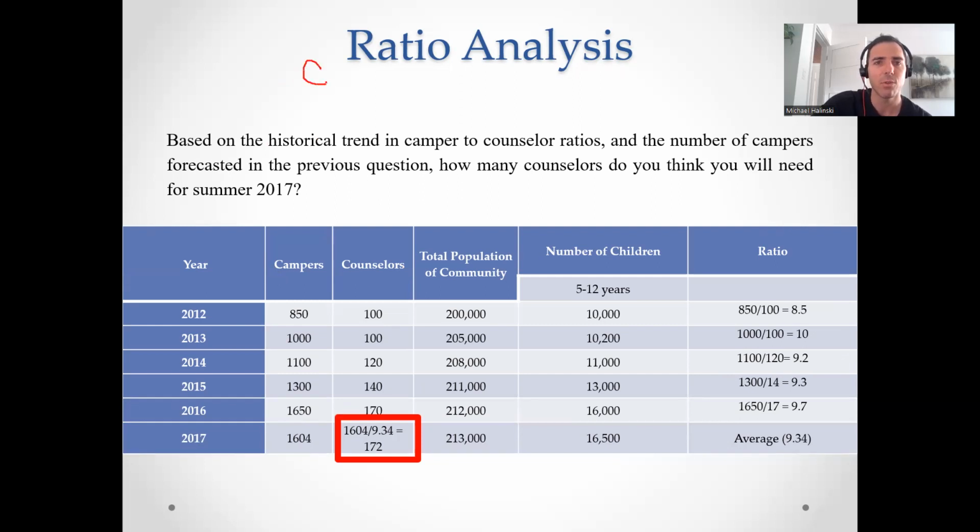Let's do a quick check. The ratio here is camper over counselor equals R. In this case, the number we're missing is the counselor. So we're going to move the counselor up here and move the R down there. So in this case, it would be camper over R equals counselor. The number of campers, 1604, divided by the ratio, 9.34, equals 171.7. And that is it.